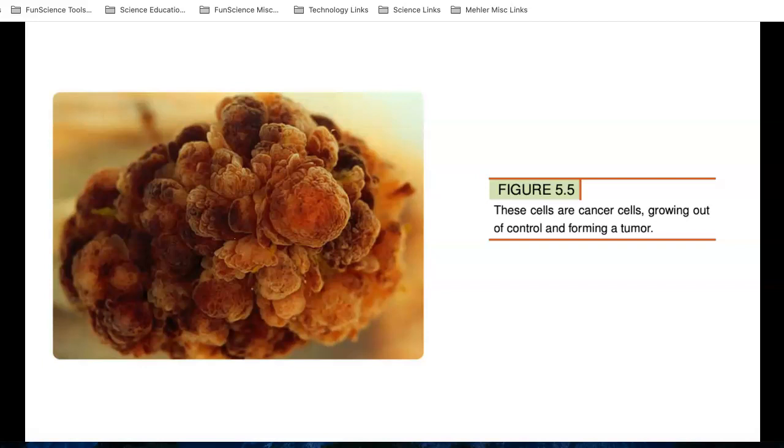One of the reasons why cancer is so difficult, and why it creates all the different types of tumors it does, is because we have so many different types of cells. And practically any cell can become a cancer cell.